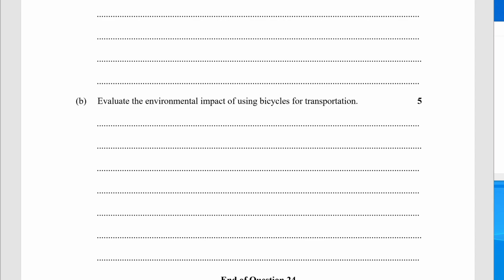Now, evaluate doesn't mean that we ignore the negatives. And if anything, we should actually include the negatives. I would recommend for 5 marks, you want to include negatives. So what would I write here? I would say the positives of bicycles include the fact that they require much fewer materials than other modes of transport, such as motorcycles and cars. Also, they don't require fossil fuels for engines. Instead, they are driven by human power. Because of this, they have a minimized reliance on non-renewable fossil fuels, and they reduce the carbon dioxide emissions.